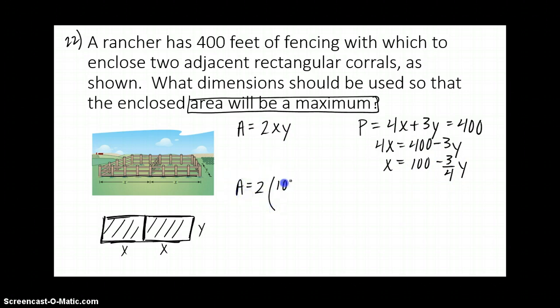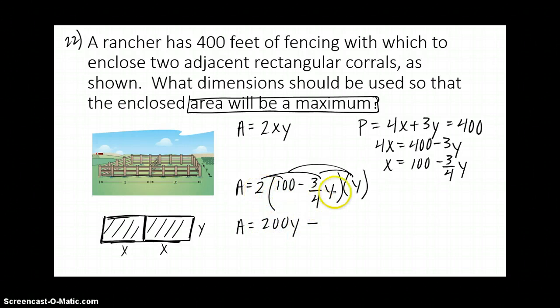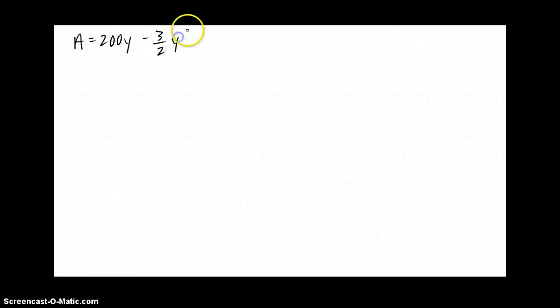So 100 minus 3/4 Y times Y. Alright, and we want to write this, I'm going to multiply by 2 and I'm going to distribute the Y. So I just have the sum of 2 terms. So I get 200Y minus, this would give me 3/2 Y squared. Okay, so distributing the 2 would give me 3/2 Y and then multiplying by the Y again. Right, so area is 200Y minus 3/2 Y squared.